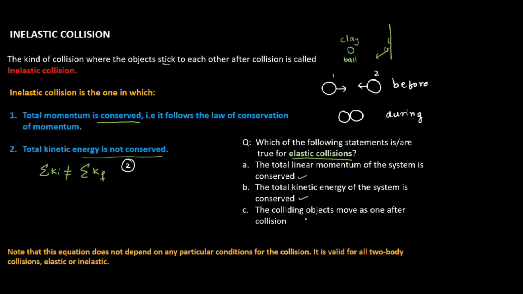Then it says the colliding objects move as one after collision. Now, this doesn't happen in case of elastic. This happens in case of inelastic collision, that the two objects move as one after collision. So this is not true. Only options A and B are true for elastic, that both linear momentum and kinetic energy are conserved. Sometimes they can combine these two terms together and just write that total linear momentum and kinetic energy is conserved.